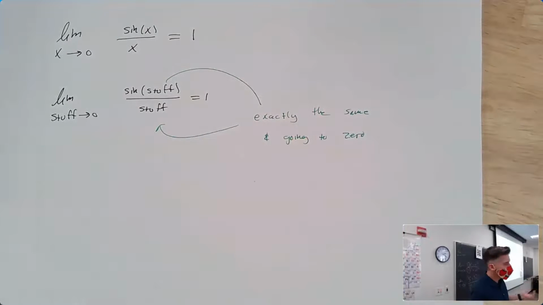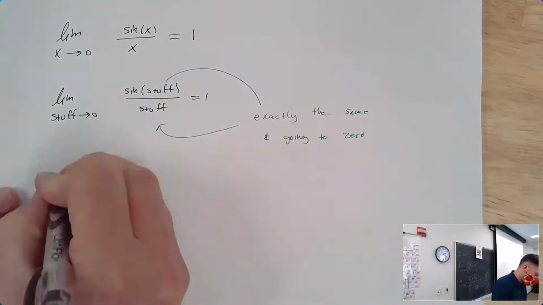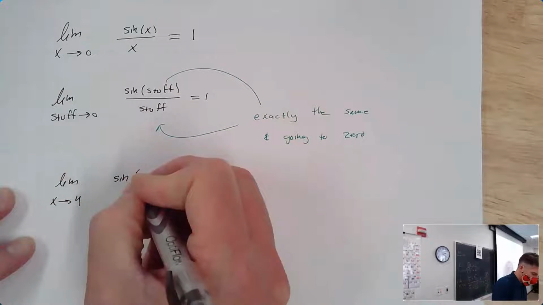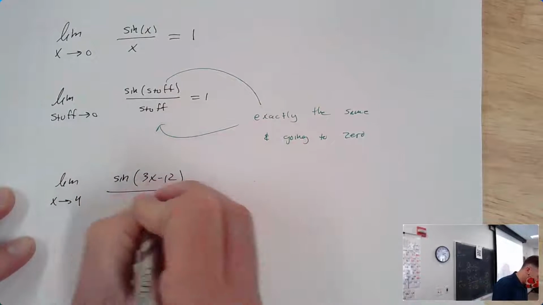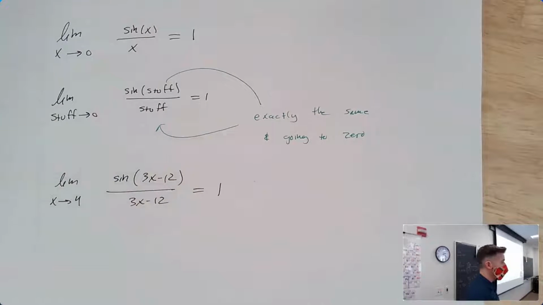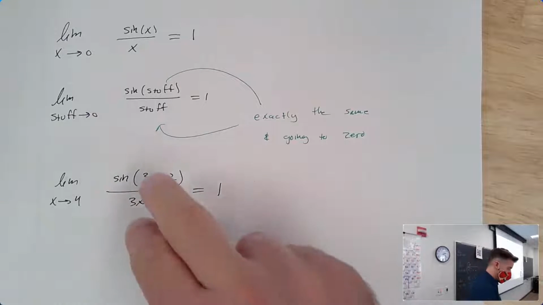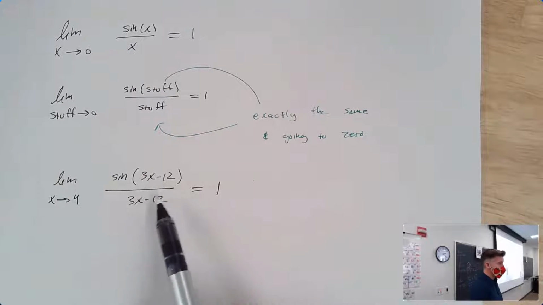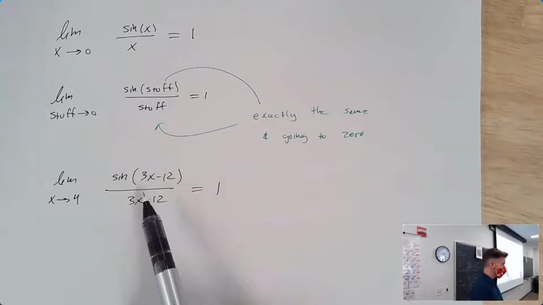And I think I made up some example like the limit as x approaches 4 of sine of (3x minus 12) over (3x minus 12). That limit is definitely 1 because it meets all the same criteria. You have sine of some stuff divided by the same exact stuff, and the stuff is approaching 0. Now, the limit says x is going to 4, but if x is going to 4, then 3x minus 12 is going to 0.